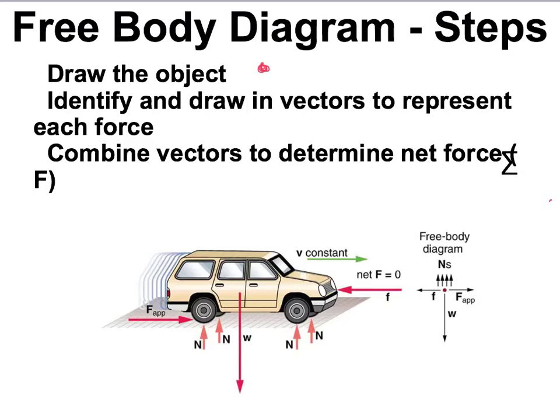And then what you need to do is identify the forces and draw vectors to represent each force. So when we look at this car, what we see is that there's gravity pulling the car down, and that's weight. And then where the car touches the ground is at the tires, and so there's a normal force at each one of those. Then what we have is an applied force that's pushing the car forward, and a friction force that's pushing the car backwards. So now what we'd have to do is use a ruler to draw all of these forces. And then if you want to calculate net force, what you do is just combine all of the vectors to find the resultant.